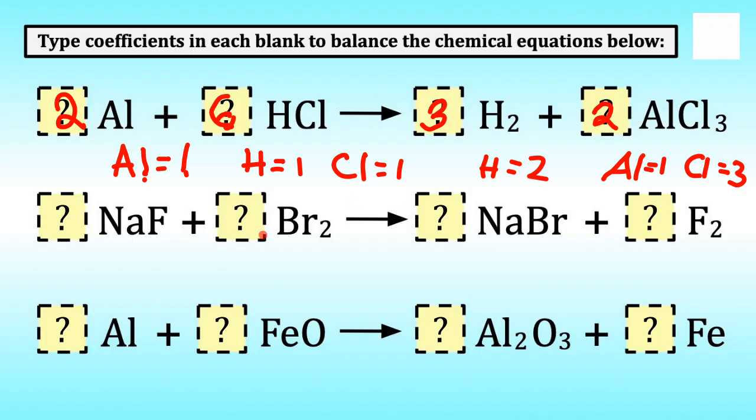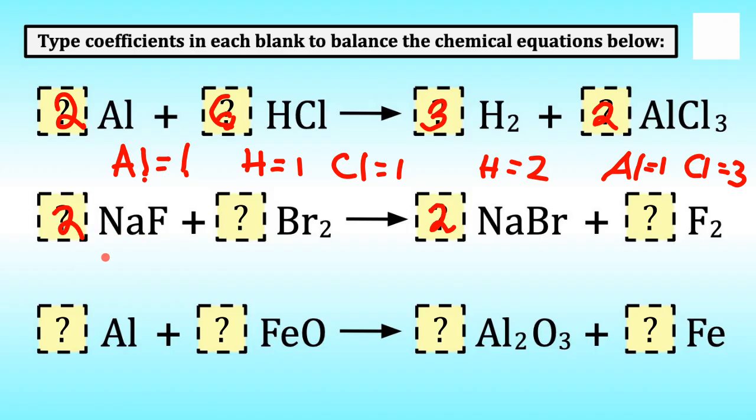Okay, so let's try this one. So Na, I've got 1. Br, I have 2. And F, I have 2. So let's do this. Let's start with the Br, and make this a 2. See how that works. Now I've got 2 Nas and 2 Brs. So now I've got to come over here and make this an Na2.